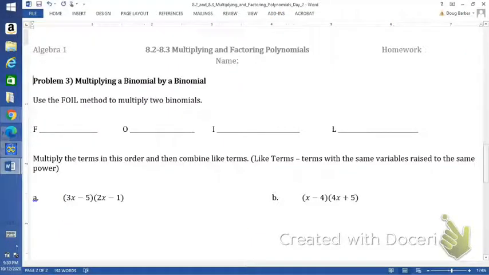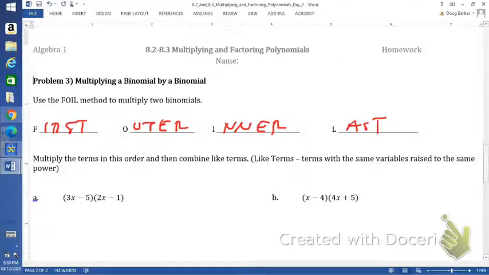Alright, and then problem 3, multiplying a binomial by a binomial. Remember, a binomial is a polynomial with 2 terms. That's a binomial, and this is a binomial. Here are the 2 terms. Remember, to multiply binomials together, we're going to use the FOIL method, and the F stands for first, the O stands for outer, I stands for inner, and the L stands for last.